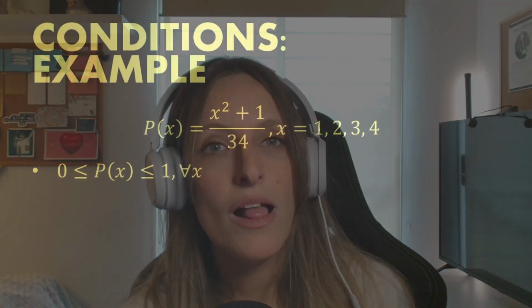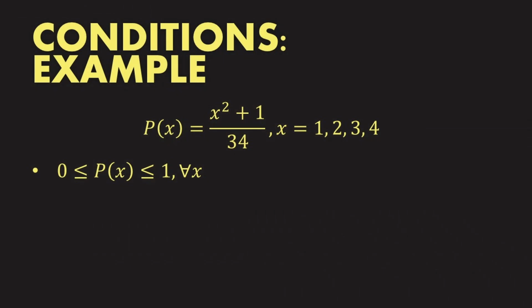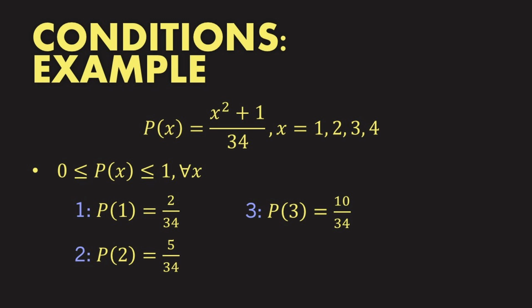We know that in a probability distribution, first of all, the numbers need to be between 0 and 1, meaning that the results for this function need to be something between 0 and 1. Let's calculate. For 1, the result is 2 over 34, for 2 is 5 over 34, for 3 is 10 over 34, and for 4 is 17 over 34. So we are okay. They are between 0 and 1.